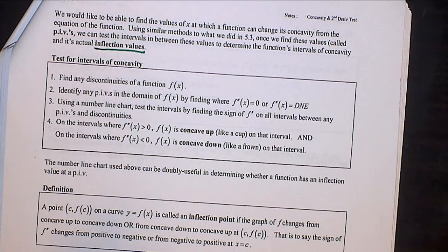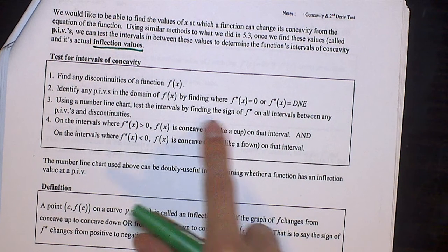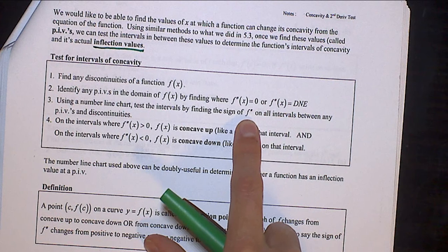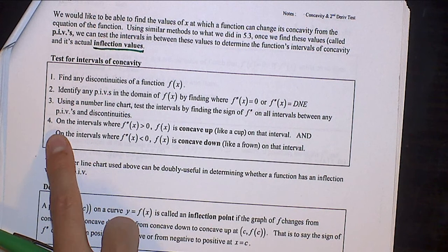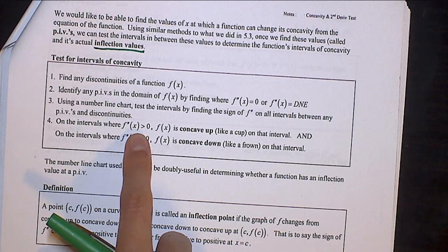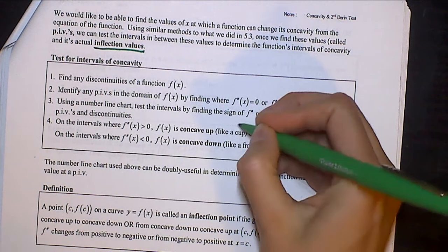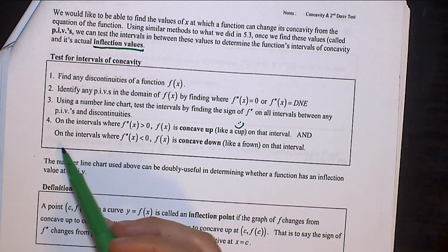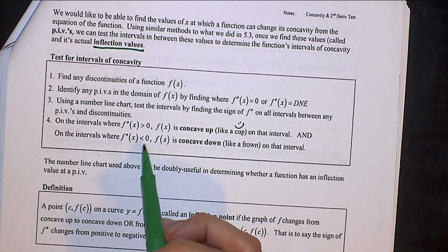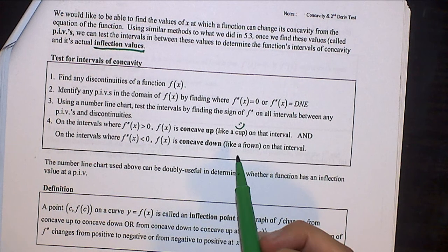Inflection values is where concavity changes. 3. Using a number line chart, we'll test the intervals by finding the sign of f double prime on all the intervals between any potential inflection values and discontinuities. On the intervals where f double prime is greater than 0, f of x is concave up, like a cup, or like a smiley face, on that interval, and on the intervals where f double prime is less than 0, f of x is concave down, like a frown, on that interval. Okay?